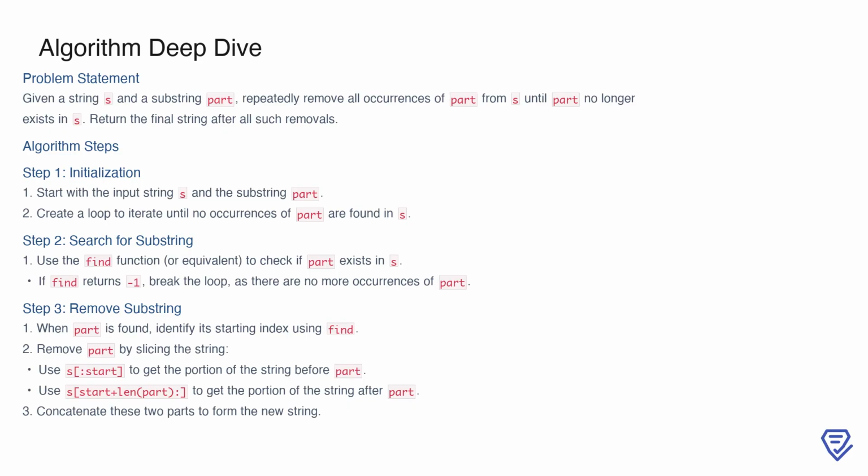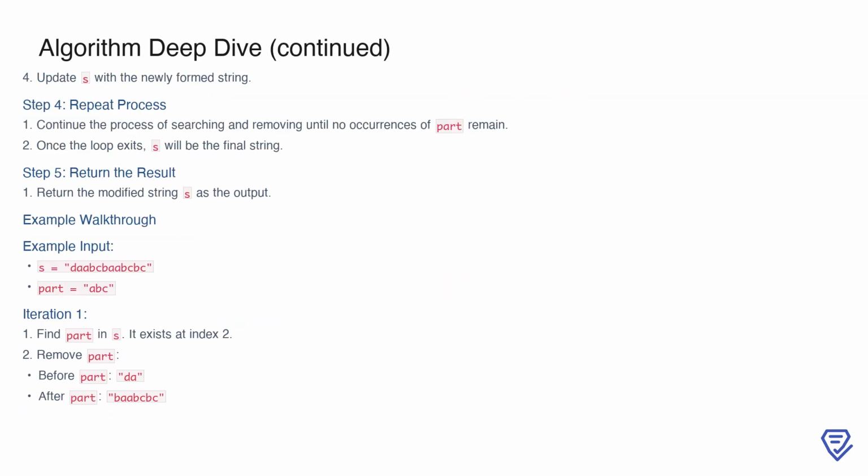Otherwise, we proceed to remove the substring by slicing S. Using the starting index, we take the portion of the string before part and concatenate it with the portion after part. This effectively removes the substring and updates S for further processing. Once S is updated, we repeat the process, searching for part, removing it, and updating the string until no occurrences of part remain. At this point, the loop exits, and the final modified string is returned as the output.